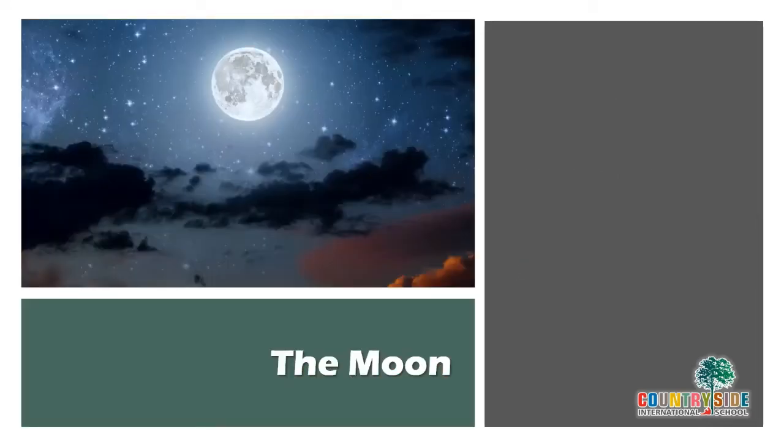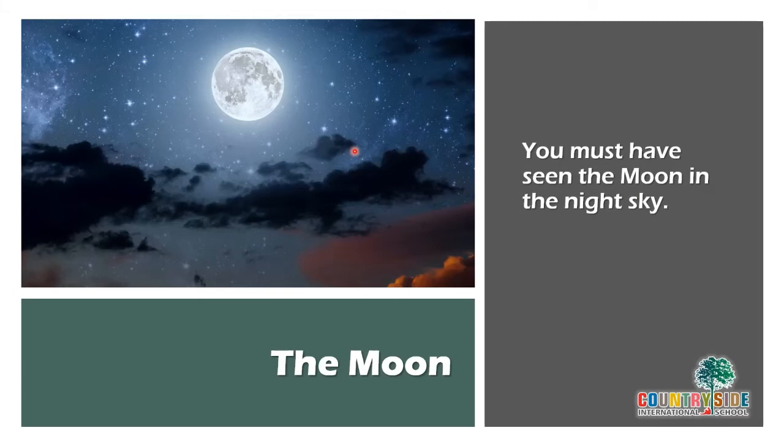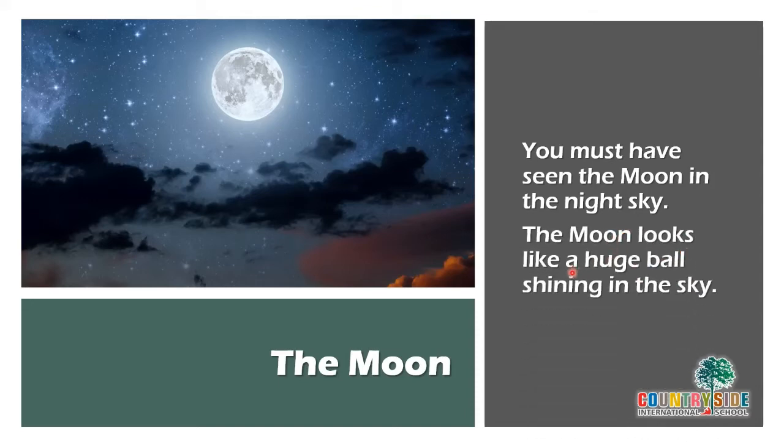Next family member of the sun. What is this? Moon. Okay, it is about the moon. You must have seen the moon in the night sky. Yes, the moon always comes in the night. The moon looks like a huge ball shining in the sky. Yes, it is a very big ball, and it is always shining in the sky.